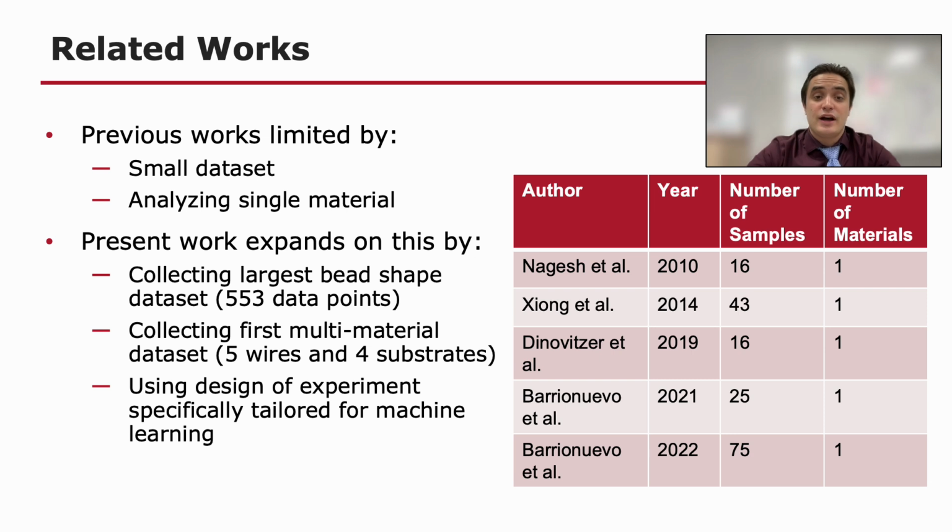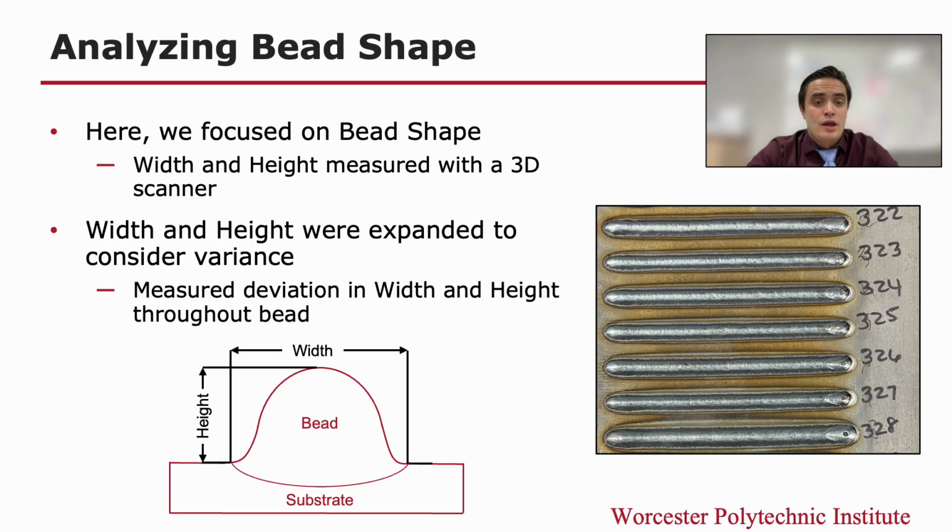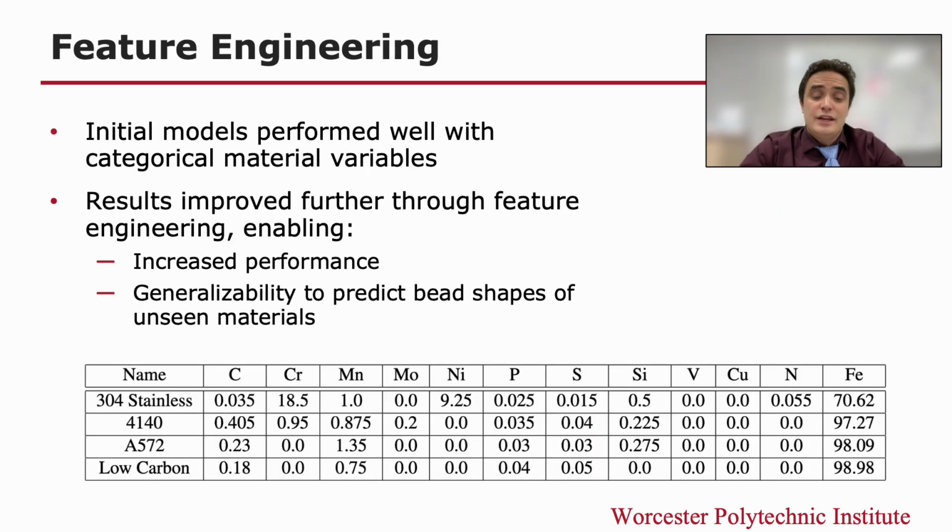This dataset contained 553 unique parameter combinations across 5 wires and 4 substrates using a design of experiment specifically tailored for machine learning. For each combination of parameters, we deposited a 6-inch single-layer bead and used a 3D scanner to extract relevant features. These included the industry standard width and height, as well as 2 novel metrics, width variance and height variance. Initial models using processing parameters and materials yielded reasonably high performance. We improved these results further through novel feature engineering.